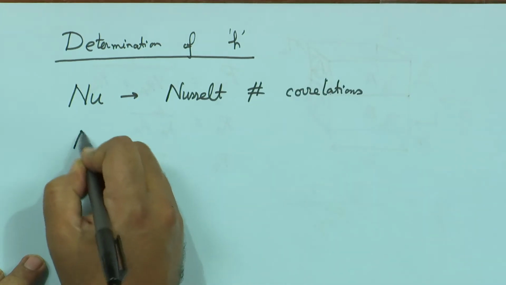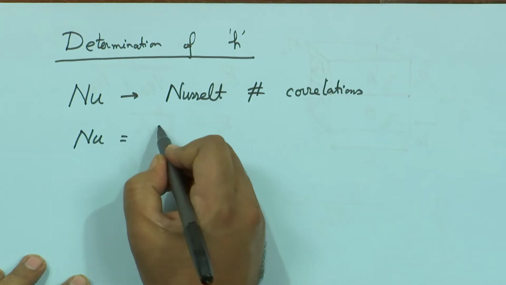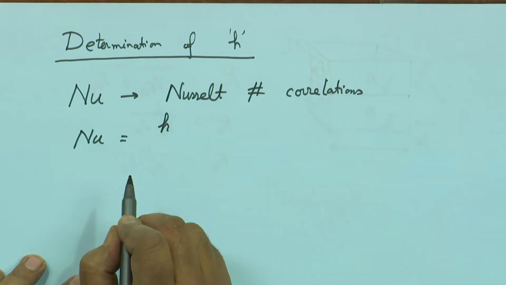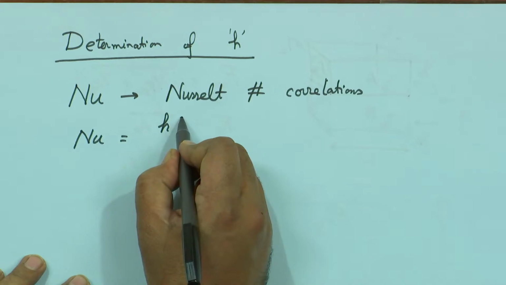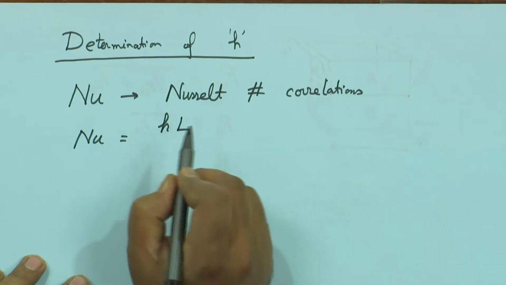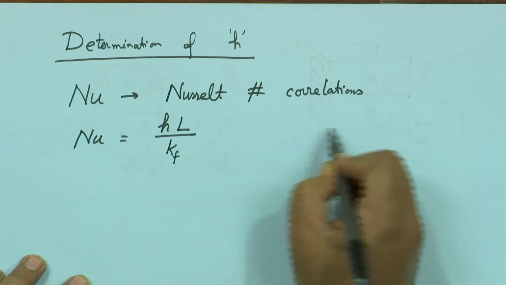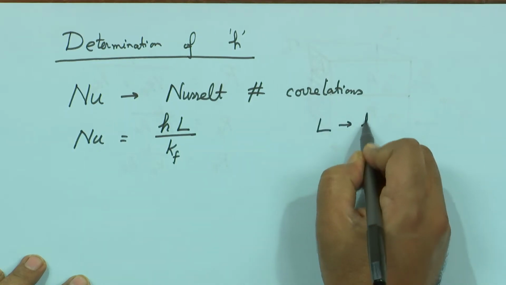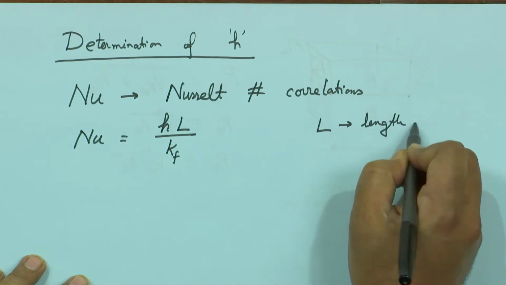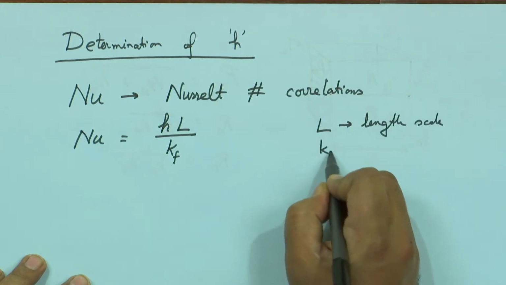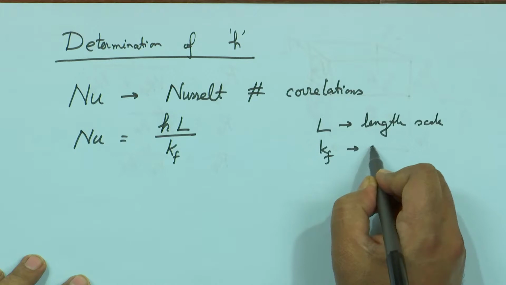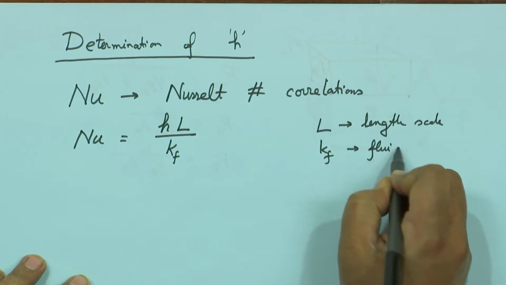Now, what is Nusselt number? Nusselt number is given by H, which is the heat transfer coefficient, times some length scale, let me write it as L for now, over K of the fluid, where L I will write as length scale and Kf is the fluid thermal conductivity.